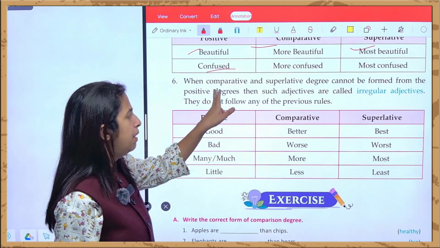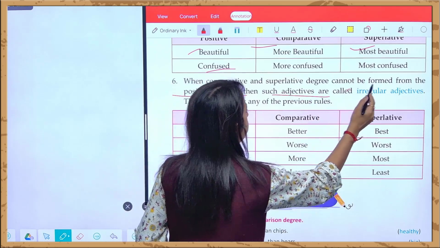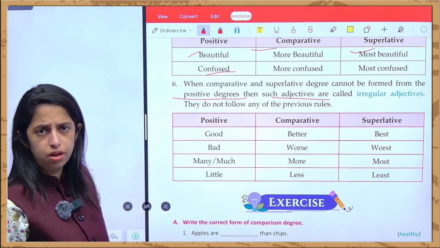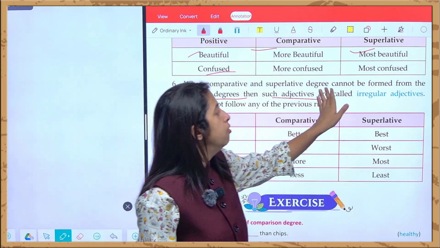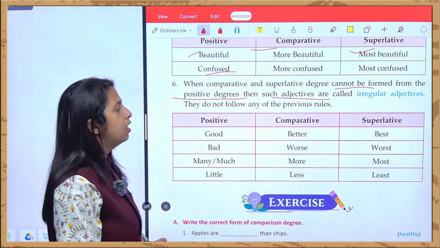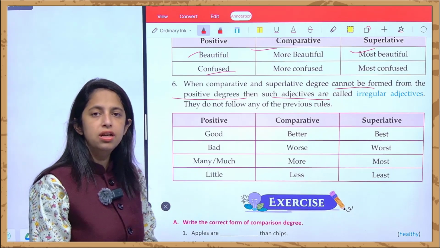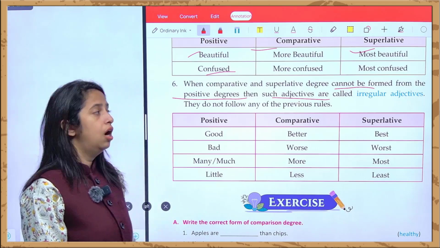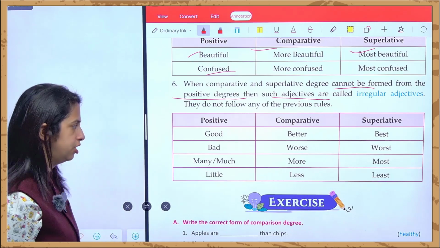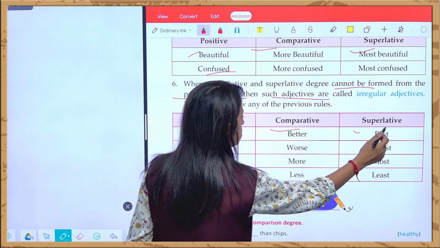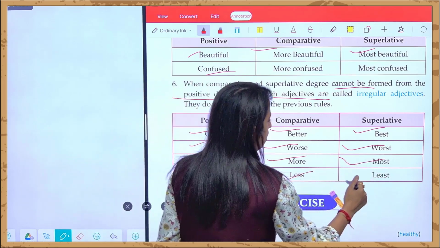Then again, when comparative degree and superlative degree cannot be formed from the positive degree, then such adjectives are known as irregular adjectives. कुछ ऐसे adjectives होते हैं जिनमें कोई भी फॉर्मेशन नहीं हो सकता है पॉजिटिव से, तो हम उनको नॉर्मल ही इरेगुलर बोलते हैं. मीन्स जब comparative और superlative degree cannot be formed, अगर कोई भी positive degree से comparative और superlative degree नहीं बन पाता है तो उसी को हम क्या बोलते हैं? Irregular adjectives. जैसे कि good का better and best, bad का worse and worst, many much का more and most, right? Little का less and least, right?